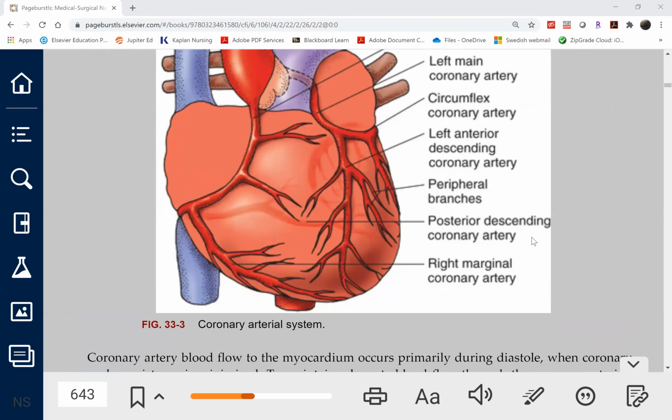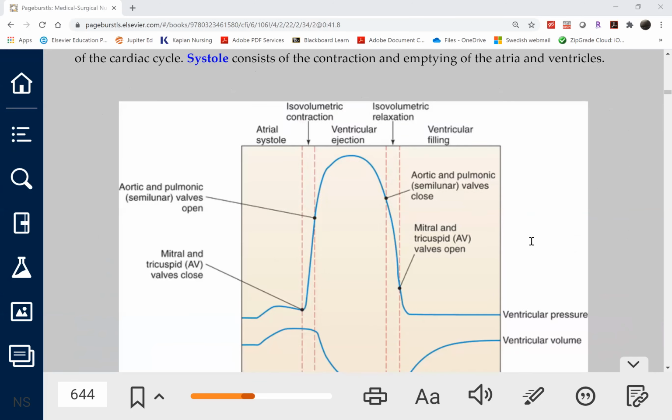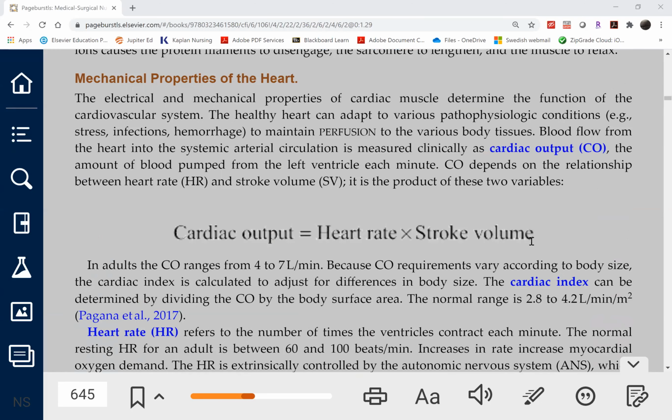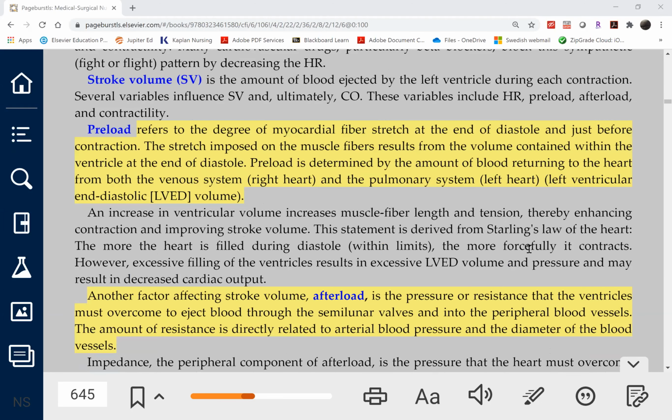Let's discuss a few things here. When we talk about any cardiac problem, it really boils down to three elements. So number one, what's the one job of your heart?